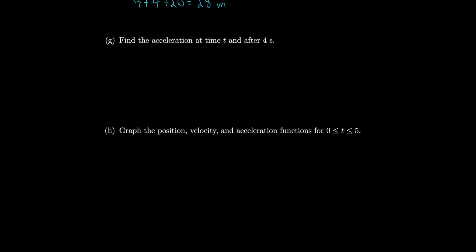Let's find the acceleration at time t and after 4 seconds. So acceleration is the derivative of velocity. So we can write that as d squared s dt squared, the second derivative of position. And our velocity was 3t squared, so it becomes 6t. Then minus 12t, so minus 12. And plus 9, so the derivative of that is 0.